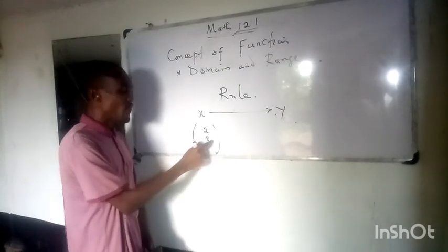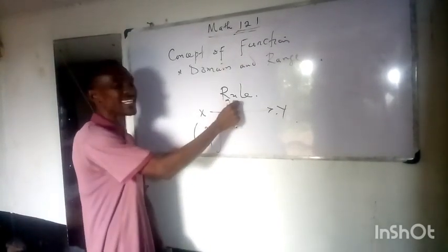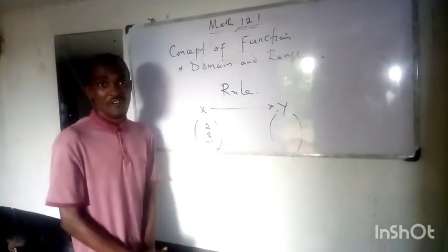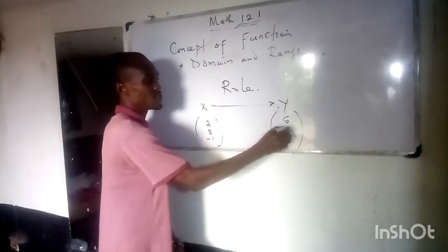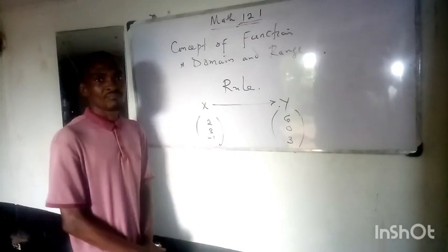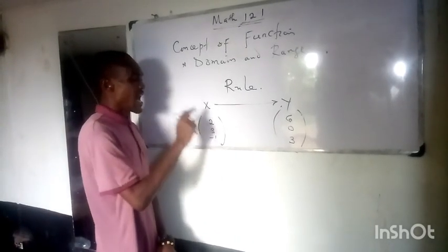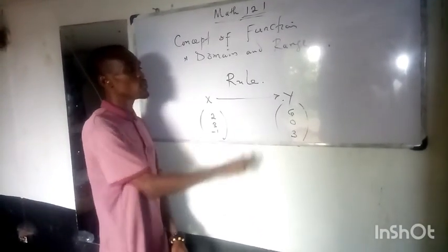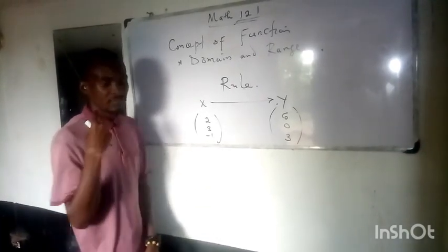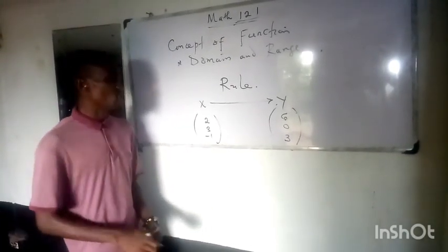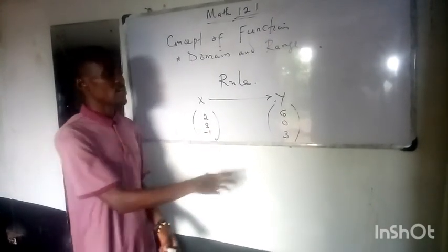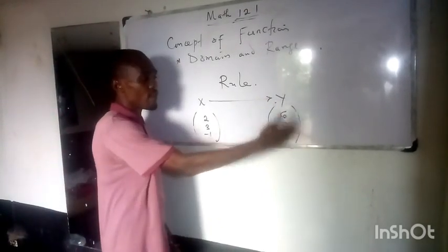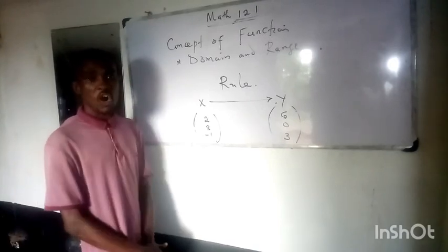And when these values are inputted into this particular rule, we will now have another set of values. For example, let's say 6, 0, and 3. Now, the relationship between how these values produce these output values is what we refer to as the function. So in the language of mathematics, we can call this the domain of the function, while we can call this the codomain of the function, which all the values can now be seen as the range of the function.